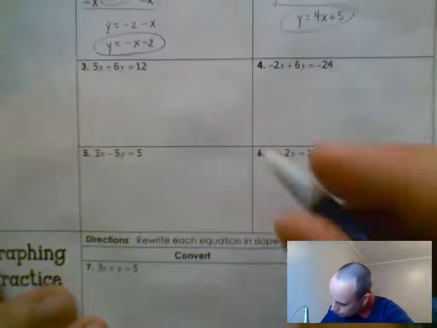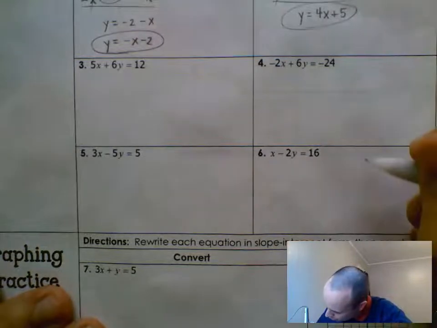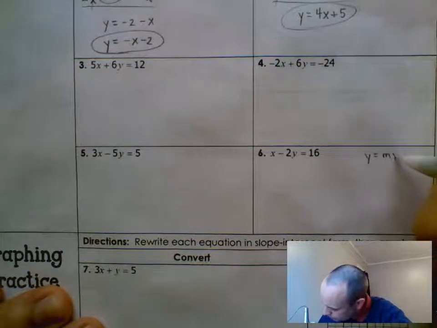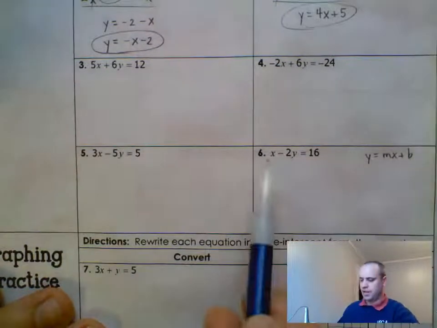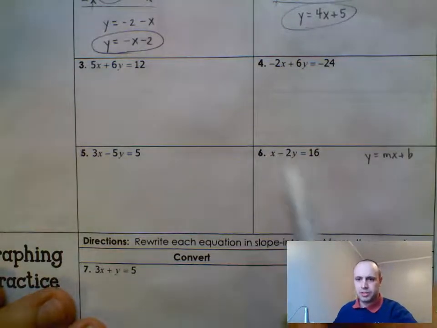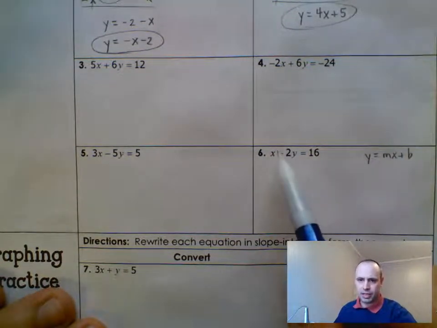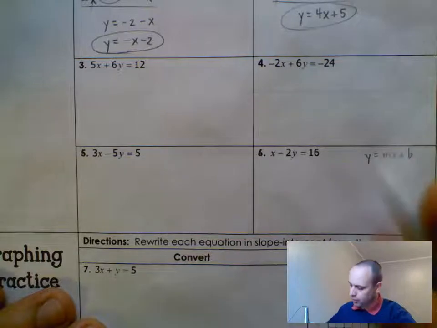Okay, so we want to get it into slope-intercept form. Right now it's in standard form. So we want the y over here, okay? So let's get this x over here first.